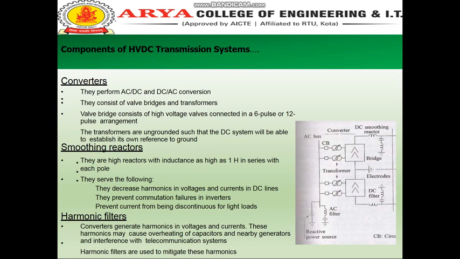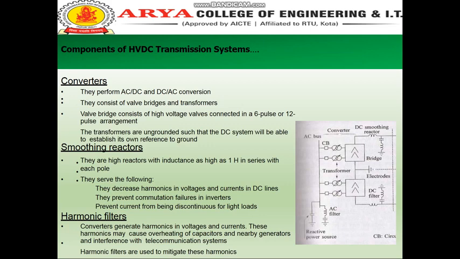Smoothing reactors are large reactors with inductance as high as 1 H in series with each pole. They serve the following purposes: they decrease the harmonics in voltage and current in the DC line, they prevent commutation failure in the inverter, and they prevent current from being discontinuous for light load.